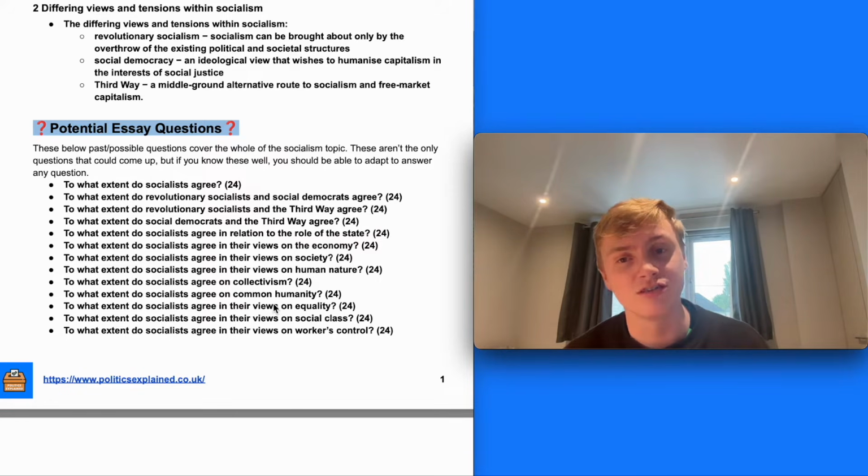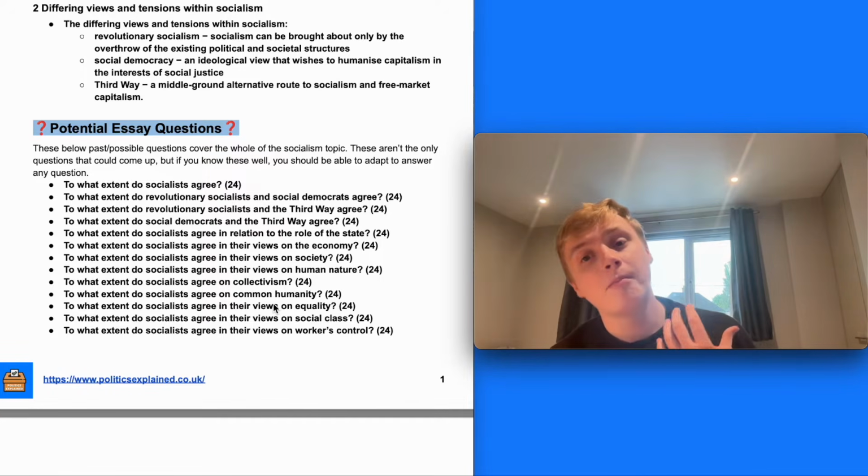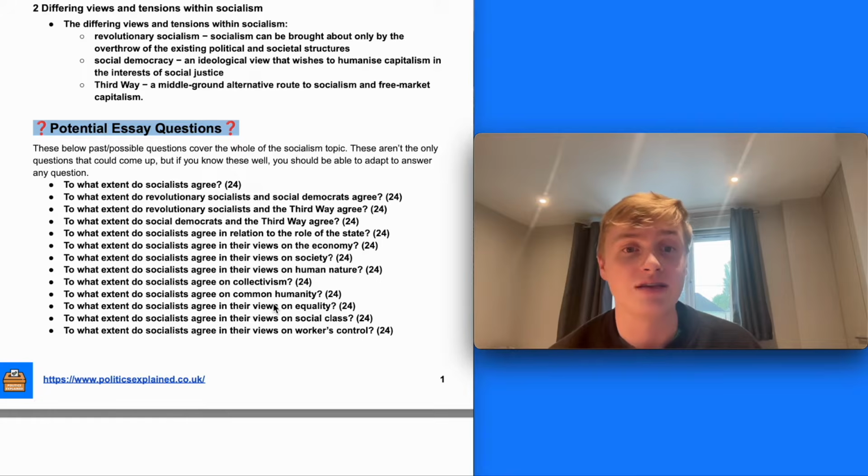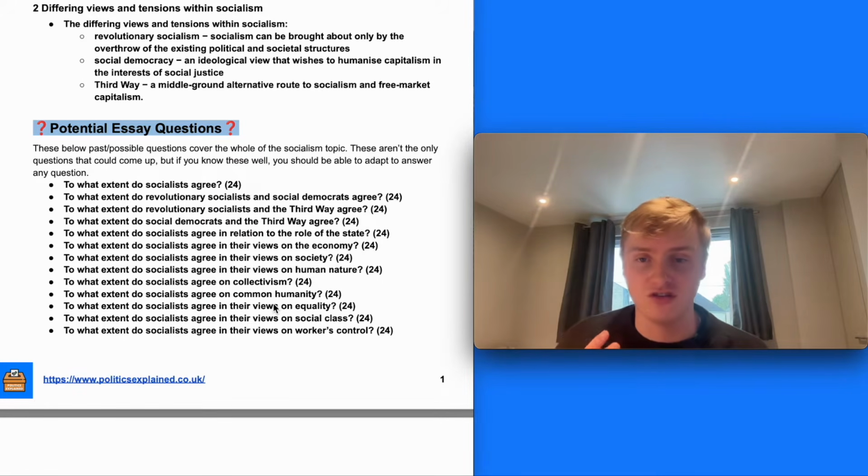As with liberalism and conservatism, if you've seen those videos, there are three key types of questions you can get. They're all focused on to what extent do socialists agree, so they're all about agreement versus disagreement within the ideology. The most likely type of question focuses on the state, economy, society, or human nature. They could be phrased differently, but the broad idea is the same: to what extent do they agree in those four key areas?